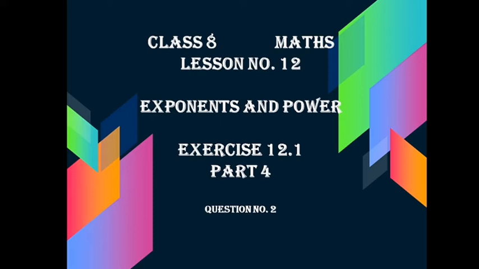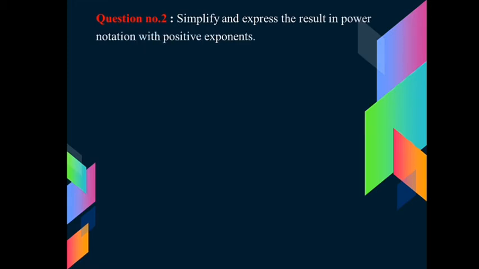Exercise 12.1, part 4, question number 2. It is given: simplify and express the result in power notation with positive exponent. So the question is given: minus 4 raised to the power 5 divided by minus 4 raised to the power 8. We have to simplify the expression, and after simplifying, we have to write the result in a positive exponential form. So let's start with the solution.